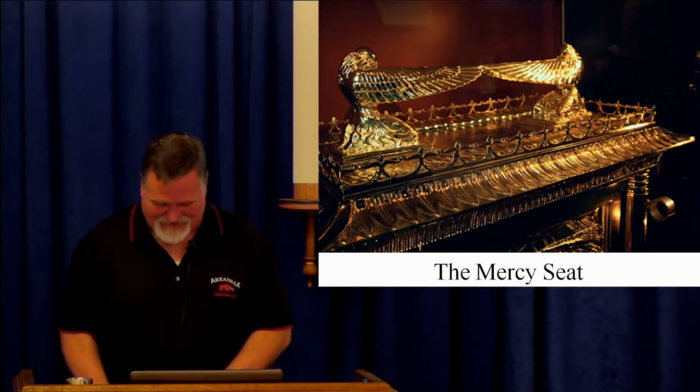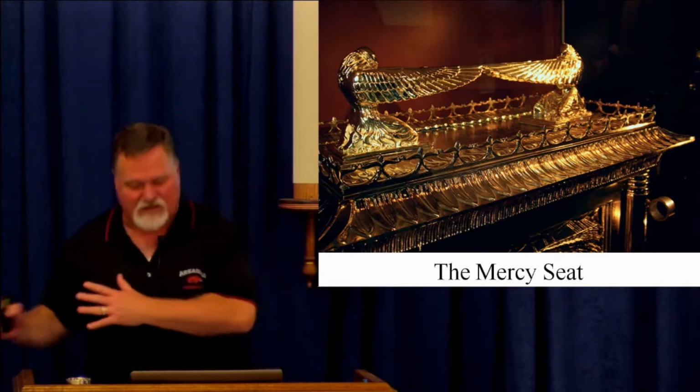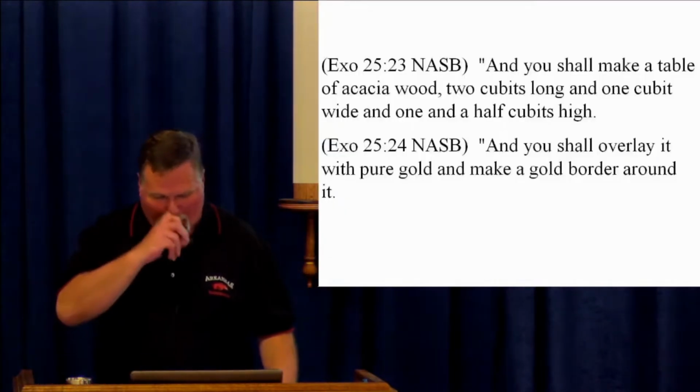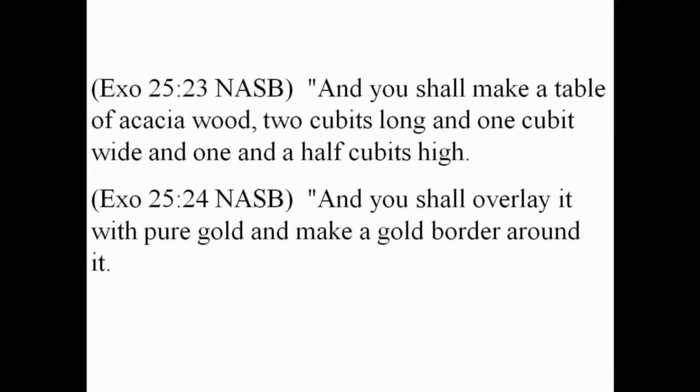So, now after describing the construction of the articles in the Holy of Holies, Elohim will describe the articles in the outer room, which is the holy place. Verses 23 and 24, and you shall make a table of acacia wood, 2 cubits long, 1 cubit wide, 1.5 cubits high. You shall overlay it with pure gold and make a gold border around it.